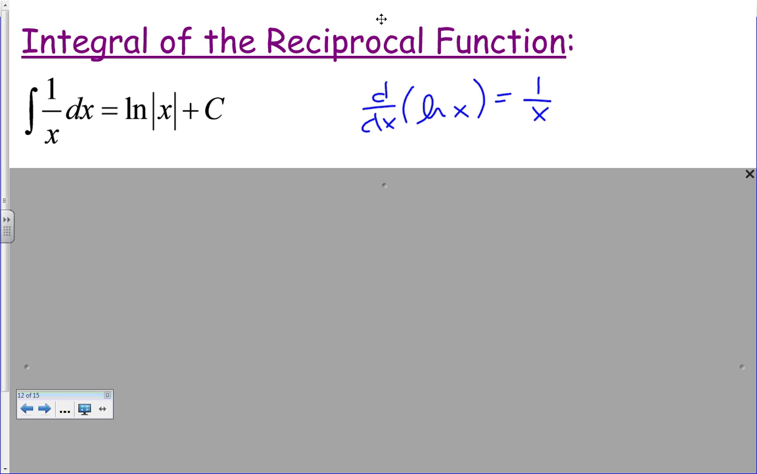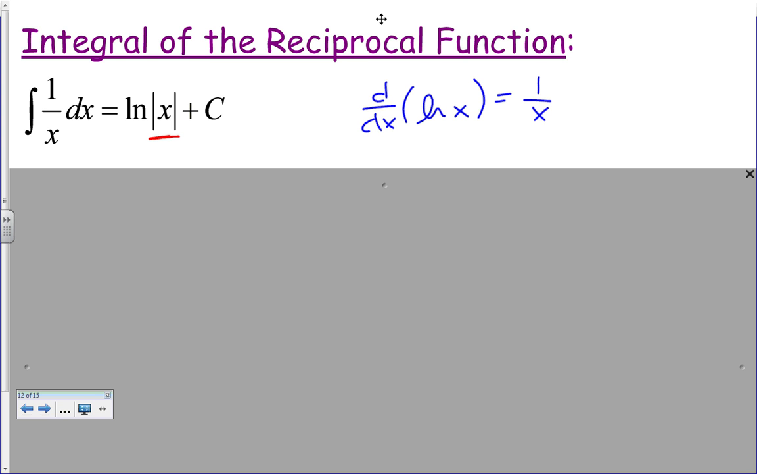So with that, we should be able to say the antiderivative of 1 over x is just the natural log of x. But you'll notice that there's a little extra piece here, this absolute value. We're going to see why that's the case in just a second. It comes down to the fact that the domains of these two functions are different.